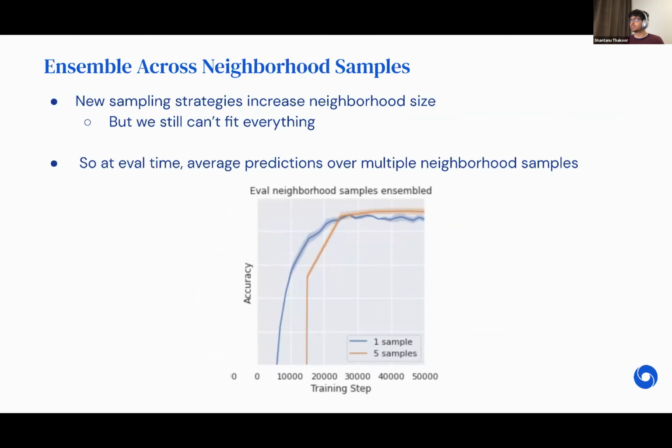Finally, just some tricks to boost our final performance. We know that these new sampling strategies increase our neighborhood size, but we still can't fit the entire neighborhood. So for our final predictions, we averaged our model predictions over multiple independent samples of the neighborhood for each node. And we can see that this does give a slight boost.